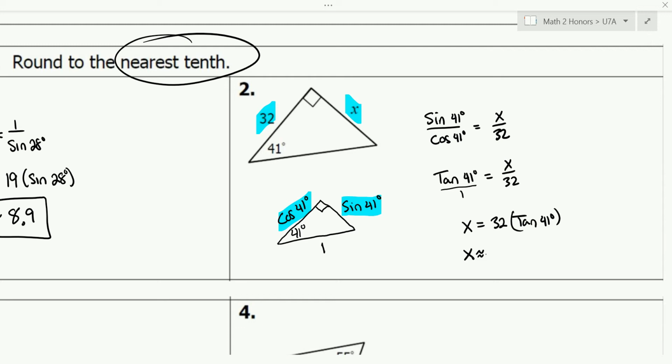What do we get? 27.8? No. Because if you go x over 32, you have to correspond. If you do, like, this is leg over leg, you're going to go leg over hypotenuse, which would be false. You have to correspond here.